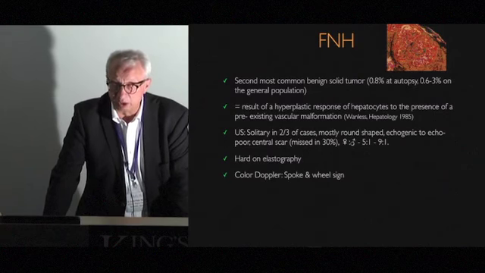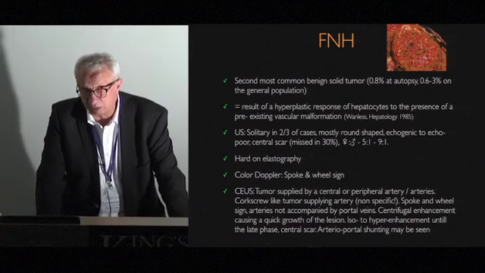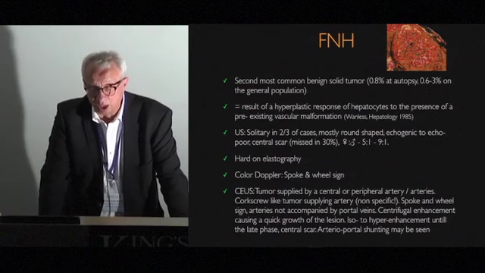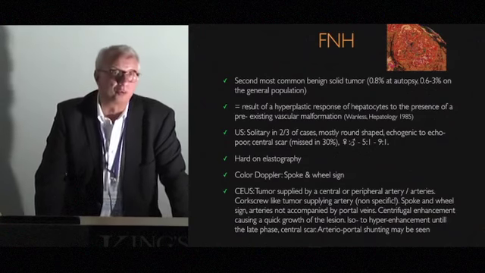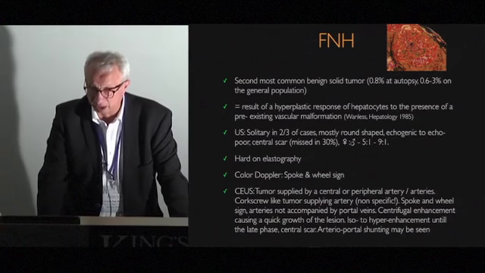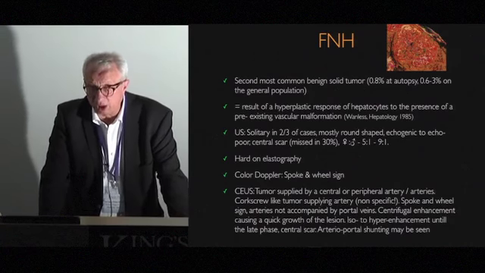In color Doppler, we see the spoke and wheel sign, and in CEUS we see a tumor supplied by a central or peripheral artery or arteries, more than one, a corkscrew-like tumor-supplying artery, but this is of course not specific. You can see that also in other tumors that are hypervascularized. Spoke and wheel sign: arteries not accompanied by portal veins, a centrifugal enhancement causing a quick growth of the lesion.